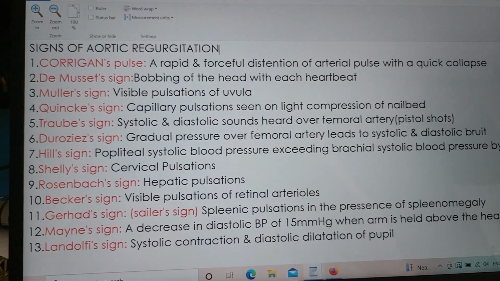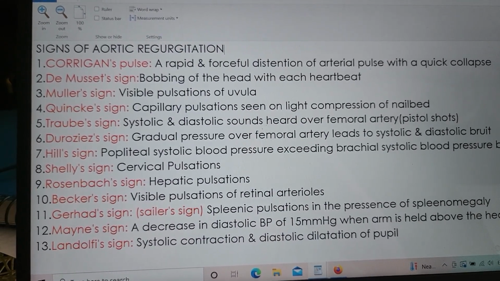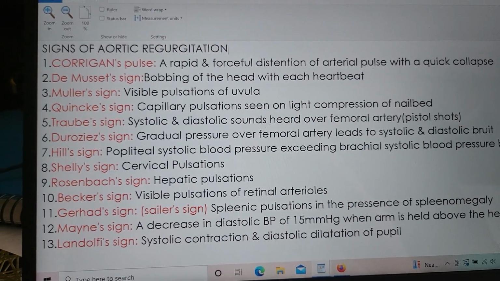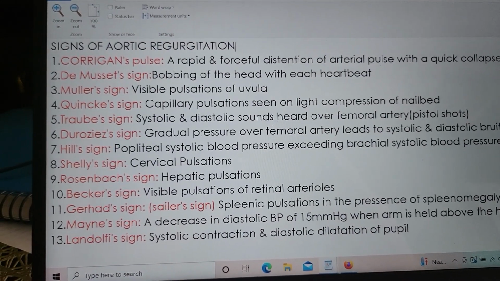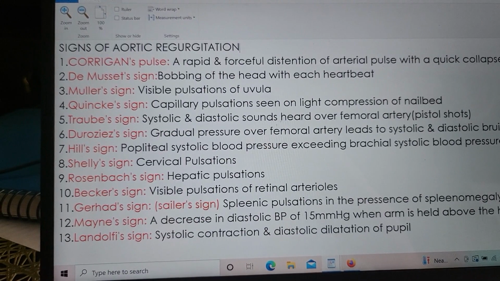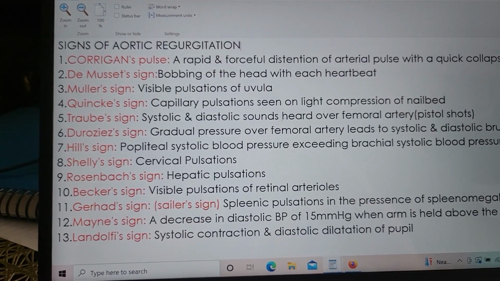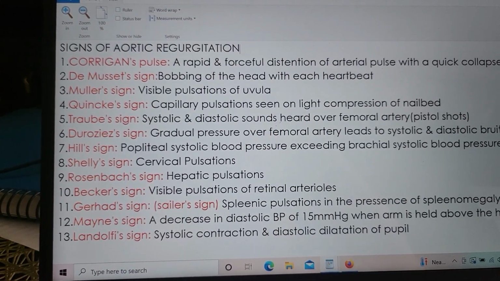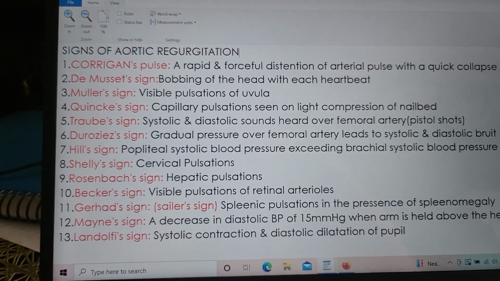Signs of aortic regurgitation. The first one is Corrigan's pulse. Corrigan's pulse is also called dancing carotids. You find this sign in carotid arteries. It is a rapid and forceful distension of arterial pulse with a quick collapse.